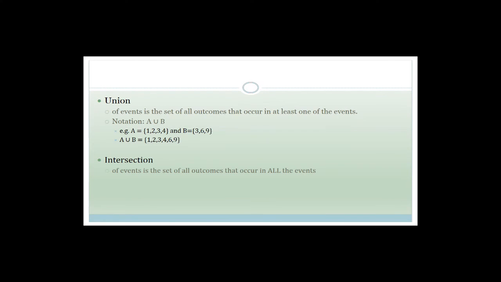Versus intersection, which is a set of all outcomes that occur in all the events. So the notation is A intersection B. Again, if we look at these two sets, we've got 1, 2, 3, 4, and 3, 6, 9. The only number that occurs in both of them is 3. Therefore, we can say that A intersection B is 3. Okay, got it. Right, and I am going to stop there.